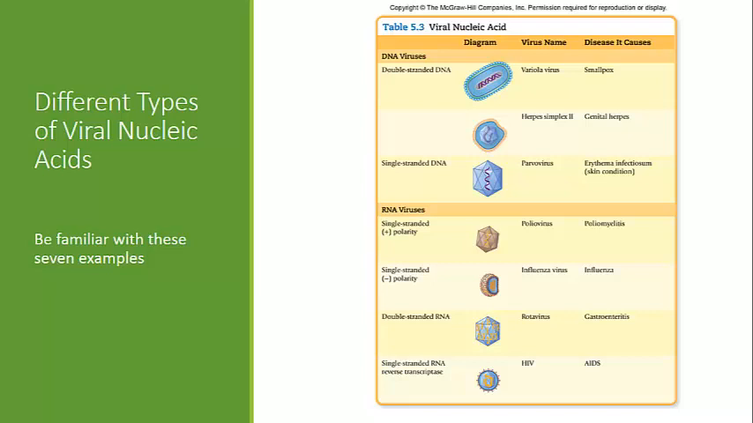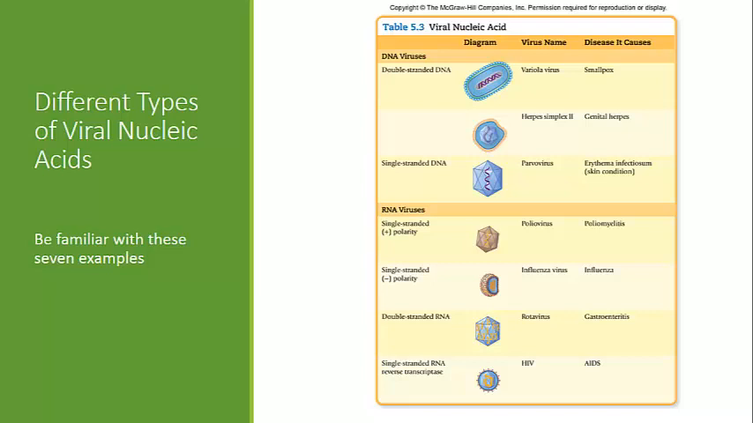This is a nice table that summarizes a few examples of these different types of genomes that a virus can have. For example, the variola virus and the herpes simplex 2 virus are examples of double-stranded DNA viruses. Parvovirus is an example of a single-stranded DNA virus. Poliovirus is a positive sense single-stranded RNA virus. Influenza is a negative sense single-stranded RNA virus. Rotavirus, which is really common in cases of gastroenteritis, which is GI distress, we'll get to that later this semester, is a double-stranded RNA virus.